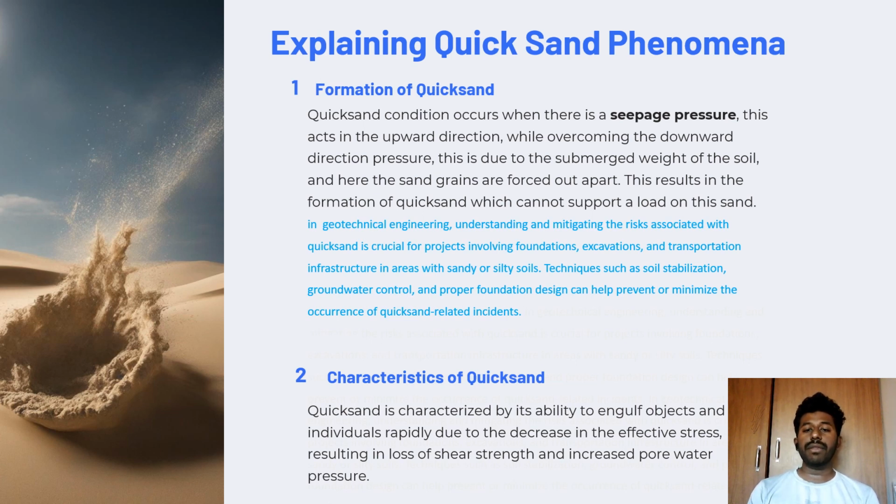In geotechnical engineering, understanding and mitigating the risk associated with quicksand is crucial for projects involving foundations, excavations, and transportation infrastructure in areas with sandy or silty soils. Techniques such as soil stabilization, groundwater control, and proper foundation design can help prevent or minimize the occurrence of quicksand-related incidents. What are the characteristics of quicksand? Quicksand is characterized by its ability to engulf objects and individuals rapidly due to the decrease in effective stress, resulting in loss of shear strength and increase in pore water pressure.